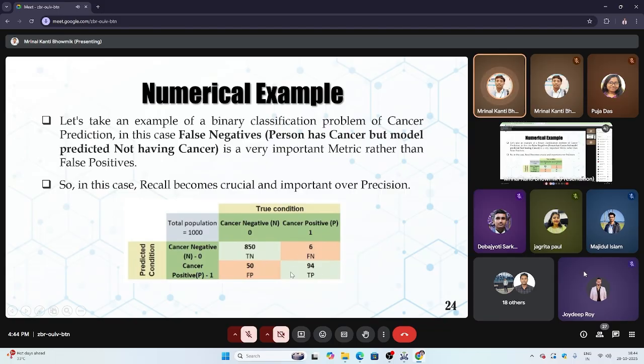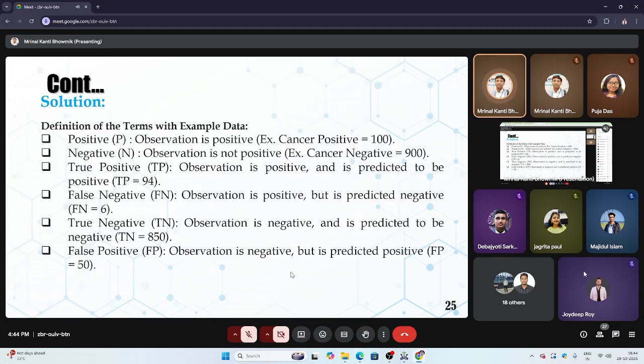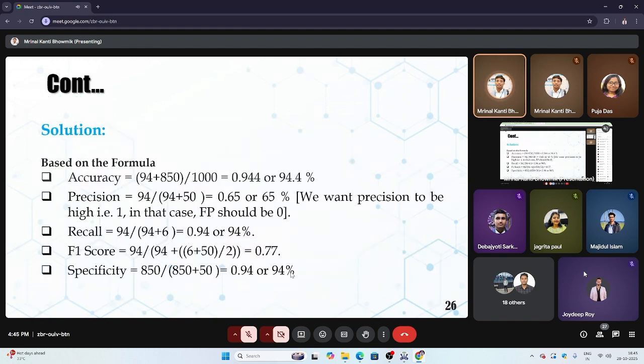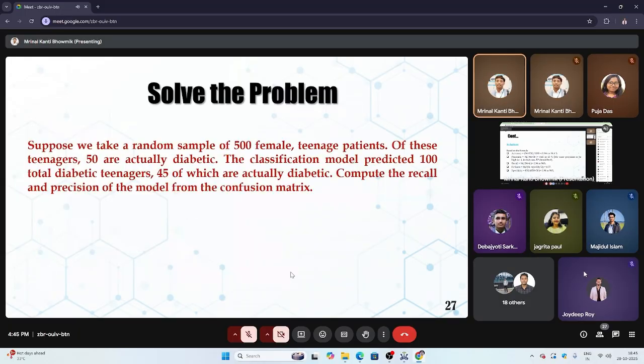So based on this confusion matrix, we generally calculate the number of positives, number of negatives, true positive, false negative, true negative, and false positive. And based on these four evaluation metrics from the confusion matrix, that is true positive, false negative, true negative, and false positive, we can calculate the accuracy, precision, recall, F1 score, and specificity of the model. So let us solve this problem.